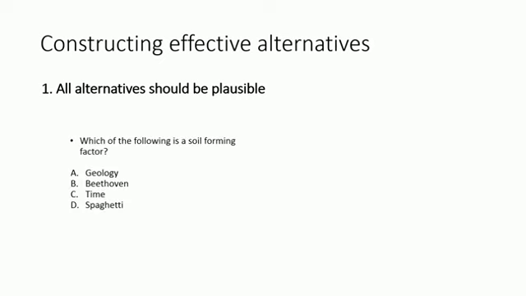All right, so let's have a look at how you construct effective alternatives. All alternatives should be plausible. So which of the following is a soil-forming factor? Geology, Beethoven, time, or spaghetti? No need for Beethoven and spaghetti, just keep it. They're obviously not plausible, so you're really only giving people the option between 2, and why not just have two answers? Sometimes you can look cute. Looking cute occasionally is okay, just don't make a habit of it.